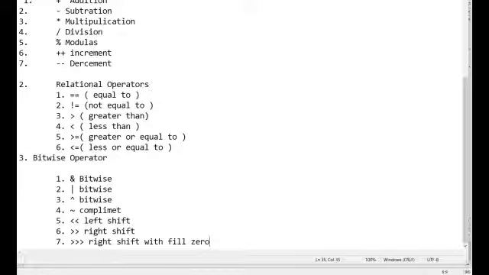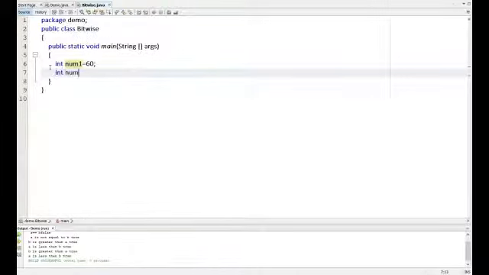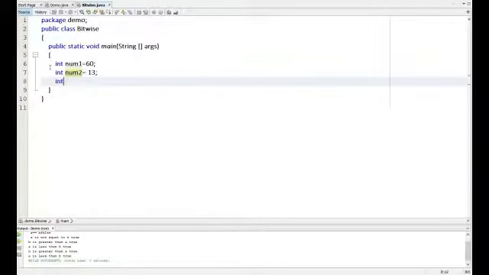As mentioned previously, bitwise operators operate on bits. Let's demonstrate it with a live example. Say, for example, we have a variable int num1 equivalent to 60, and int num2 equivalent to 30. Let us say int num3 is equivalent to 0.